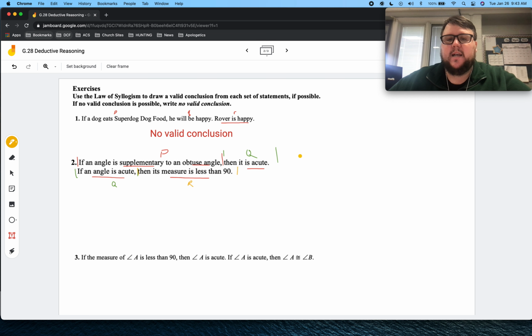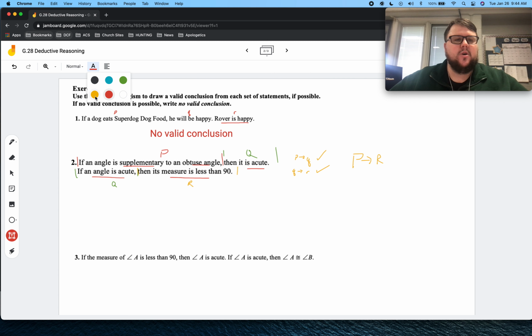Are acute angles less than 90 degrees? Because we have P implies Q is true, and then we have Q implies R. Is that true? If an angle is acute, then it is less than 90 degrees. Well, yes, because that is the definition of an acute angle. So now we have P implies Q is true, Q implies R is true. So P implies R must be true. So now we're going to write this. P implies R.